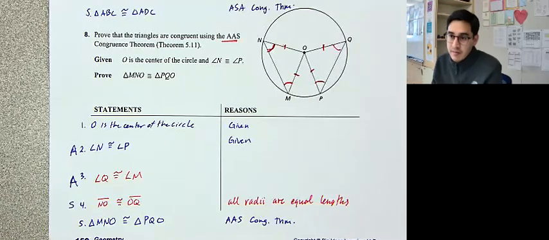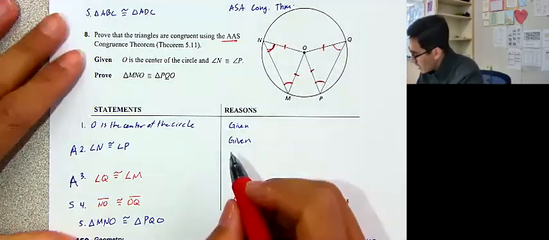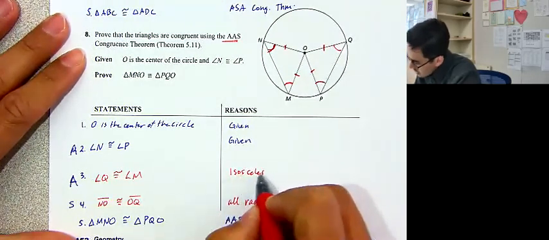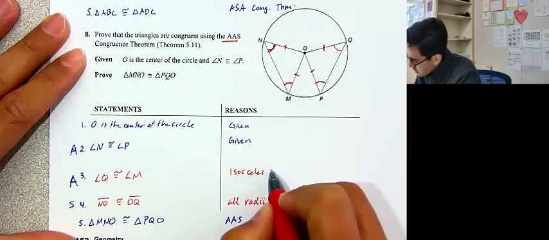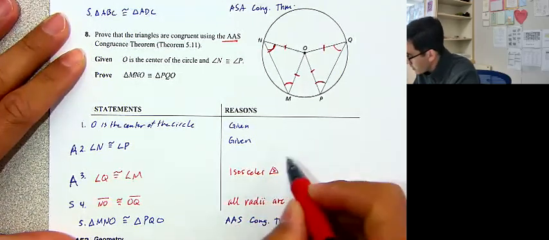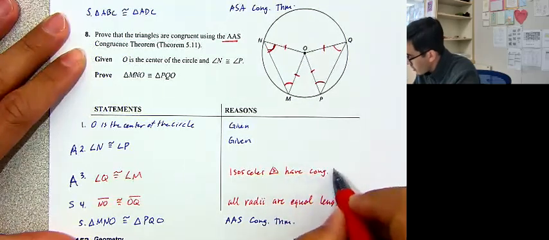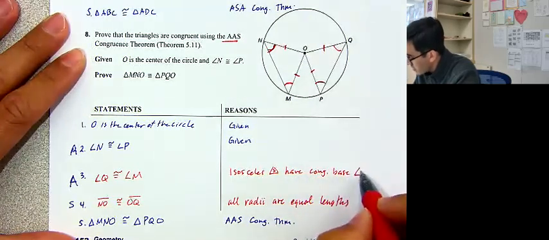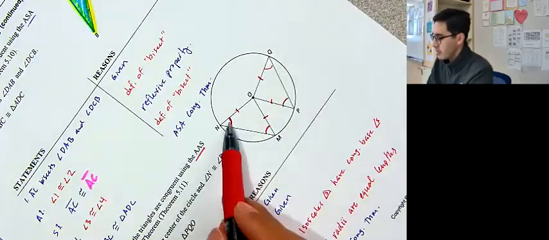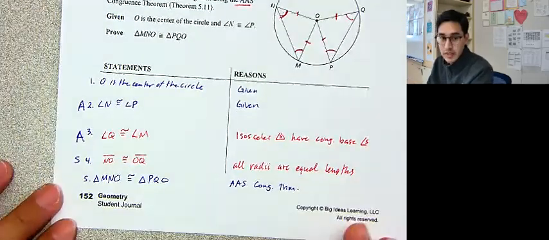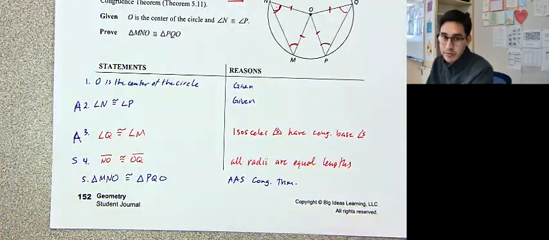Okay, so how did I determine that? Well, I used the fact that these were isosceles triangles. So isosceles triangles have congruent base angles. Okay, so the two base angles are going to be congruent here and going to be congruent there. And look at that, we finished the proof.